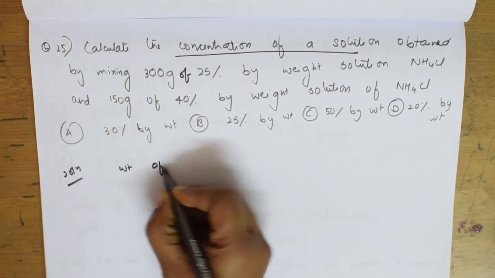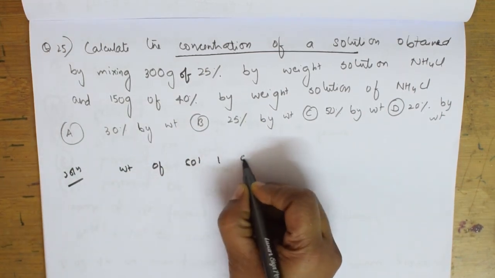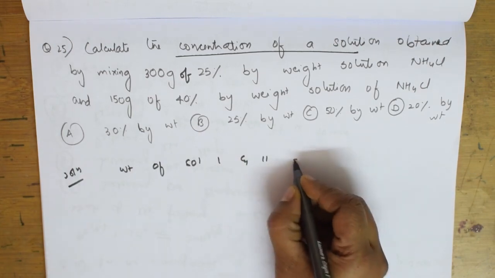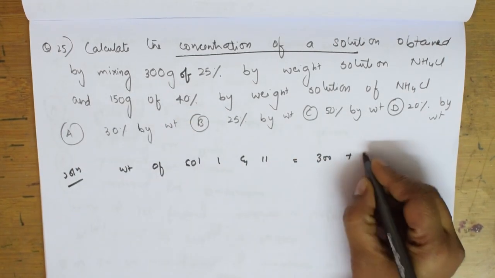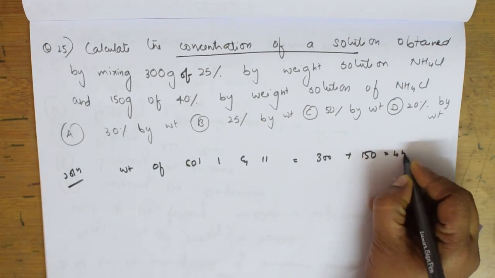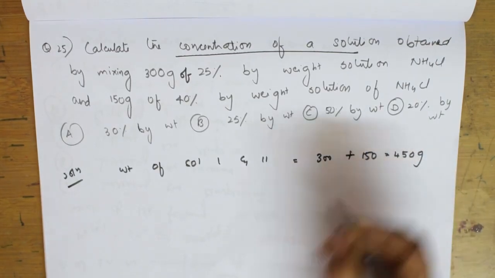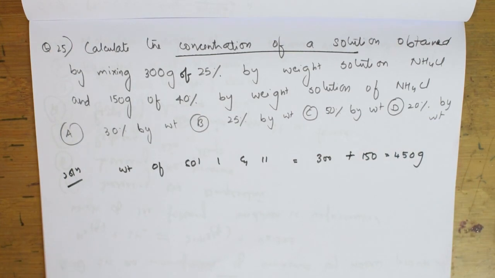I'll tell you why. Weight of solution 1 and weight of solution 2. How much? What is weight of solution 1? It is 300 grams. What is weight of solution 2? 150 grams. So total of 450 grams is the weight. Now let's take, using those individual weights, let us calculate the weight of solution 1 and solution 2.